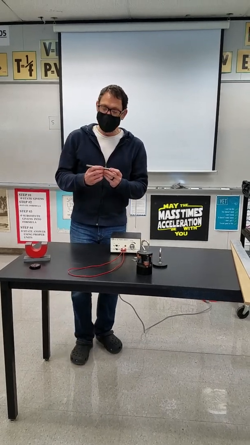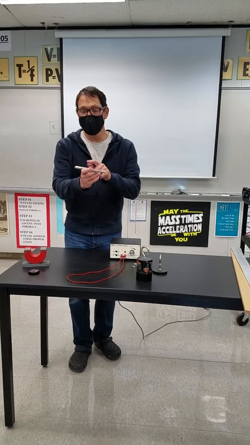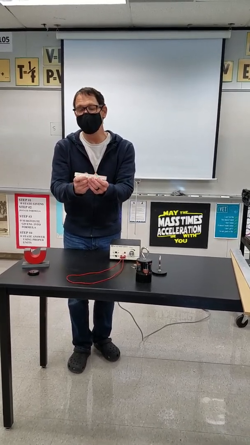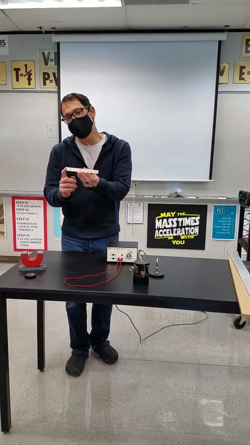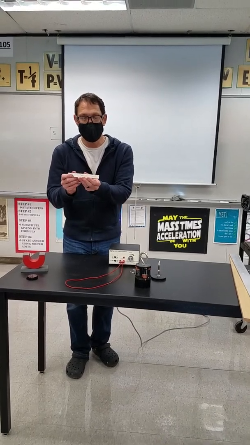I've got a regular old bar magnet, and you should have learned by now that each magnet is going to have a north and a south side, and that the magnetic field lines are invisible around here, so we can't see them at the moment, but they would travel from the north end of the bar magnet around into the south end of the bar magnet.